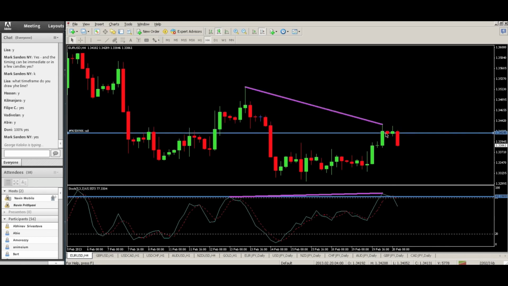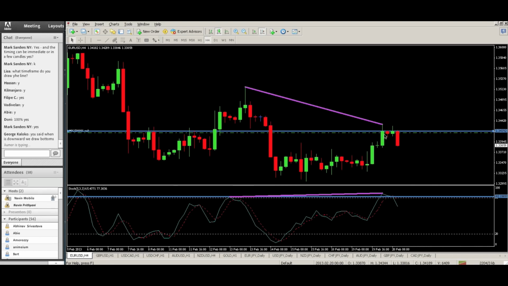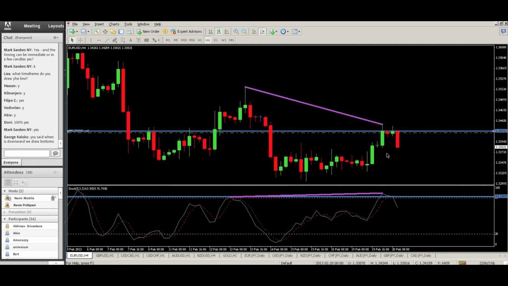So I draw my line here first. And I'm like, okay, what can I know about this area? Yes, George, in a downward movement, you draw the bottoms. You see how price is moving upwards here? As price is moving upwards, you draw the tops. If the last immediate trend is moving downwards, you draw the bottoms. Does that make sense? Okay, we'll do more examples, don't worry.